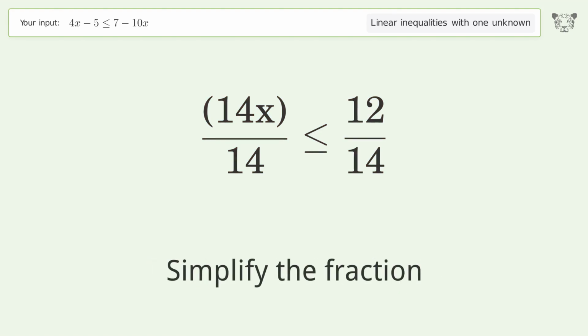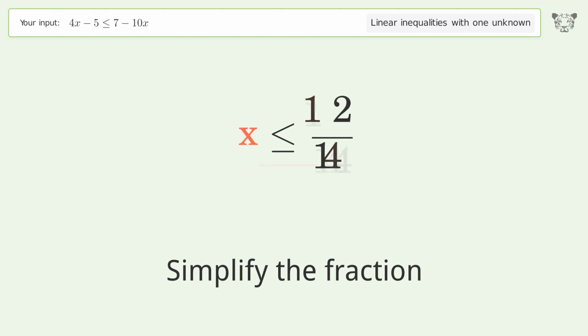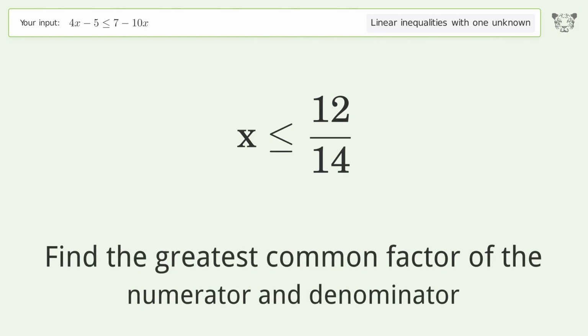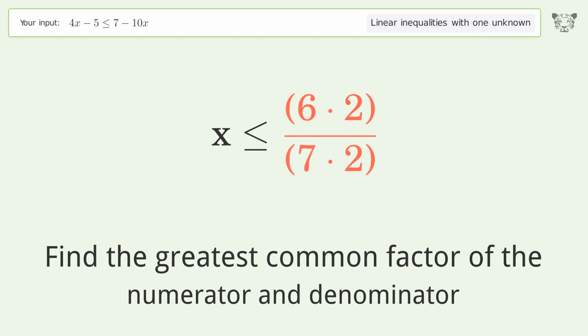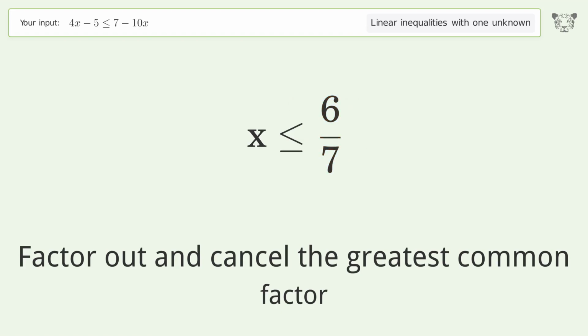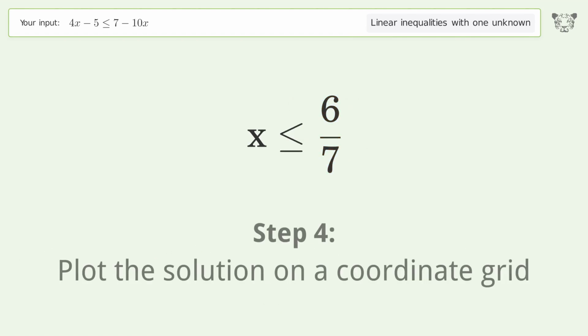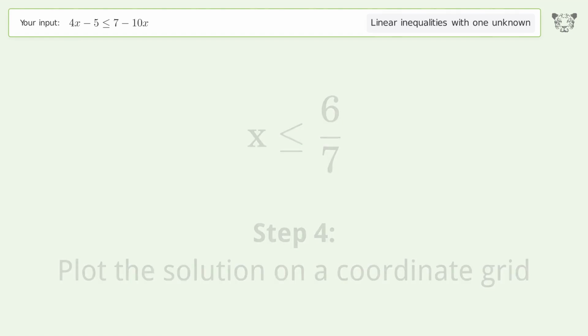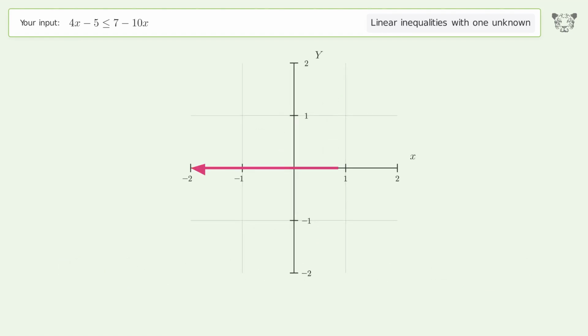Simplify the fraction. Find the greatest common factor of the numerator and denominator. Factor out and cancel the greatest common factor. Plot the solution on a coordinate grid. And so the final result is x equal or smaller than 6/7.